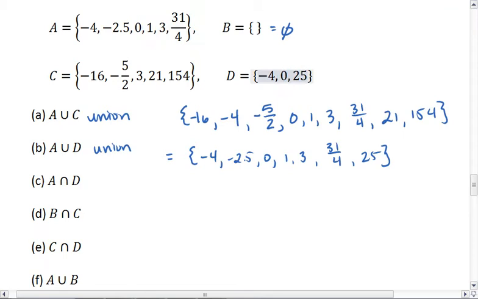In part C, we're now looking at intersection. All right. Intersection is the overlap. It's the elements that exist in both sets we're looking at. So we need to look at set A and set D. We realize that -4 exists in both. That's good.